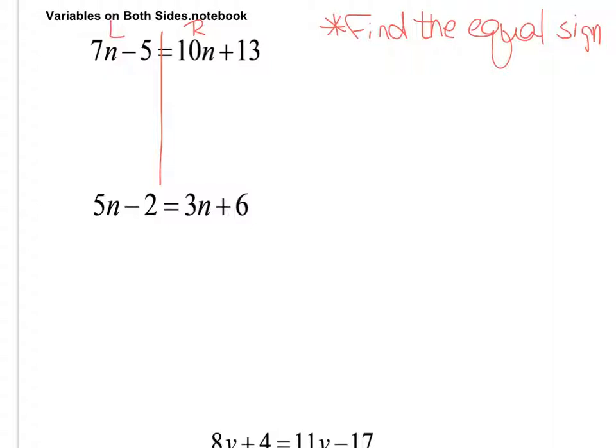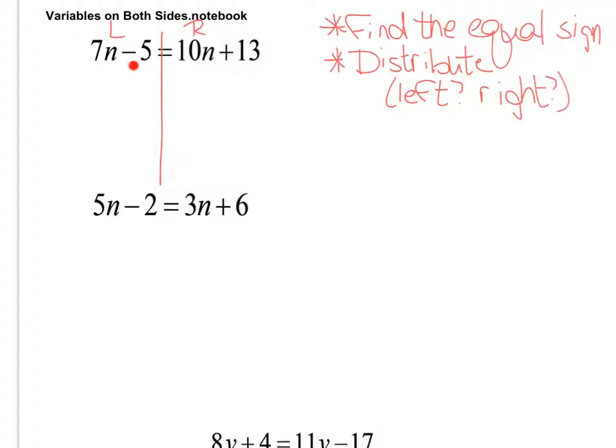Now, after you do that, the next thing you're going to look for is if you have to distribute. You're going to check the left side. You're going to check the right side. So I look at this particular equation. Is there any distributive on the left side? No, I'm good. Is there any distributive property on the right side? No, I'm good. So I can skip this step this time. Woohoo!